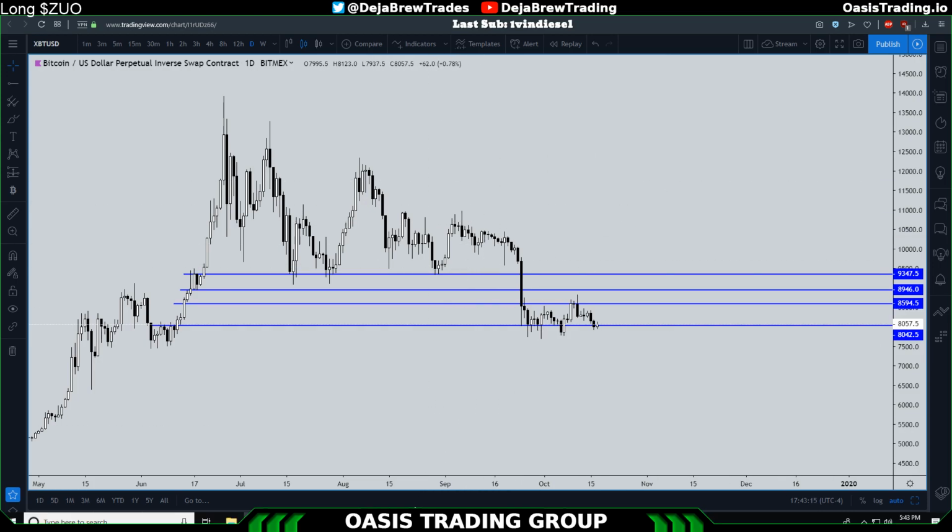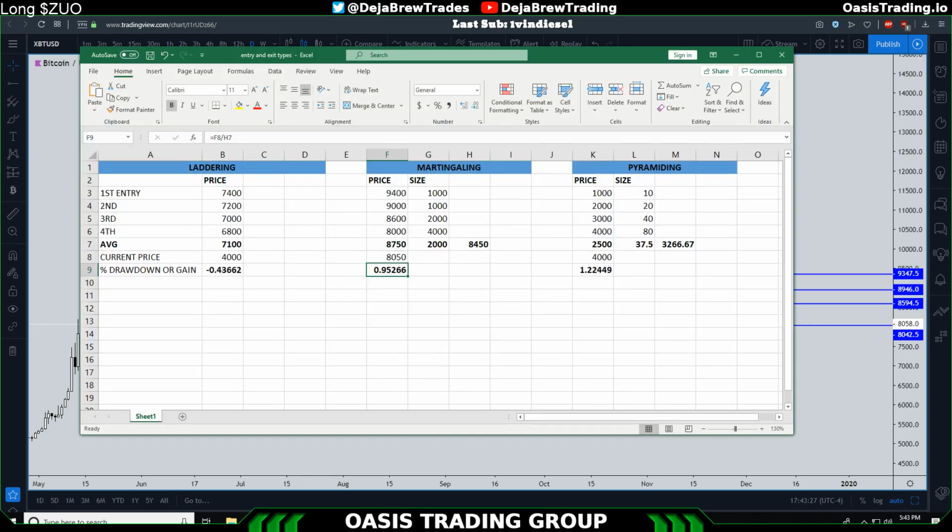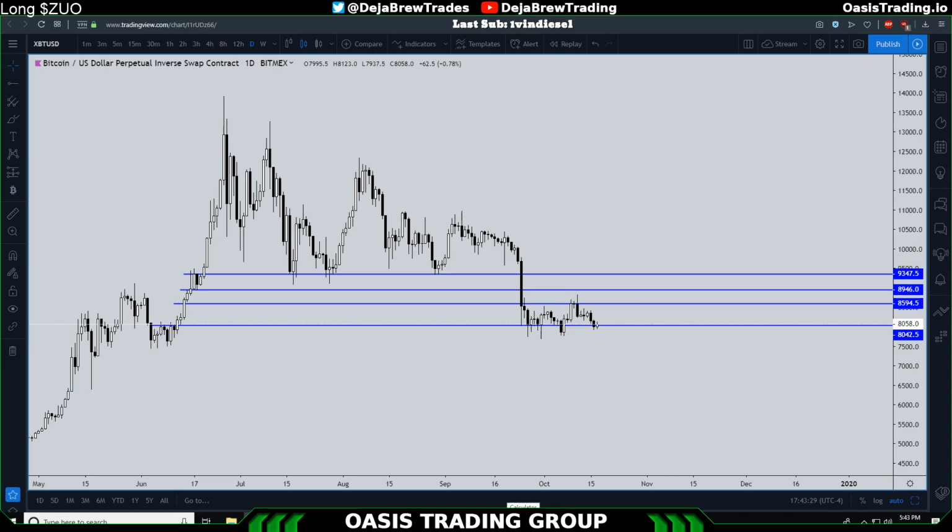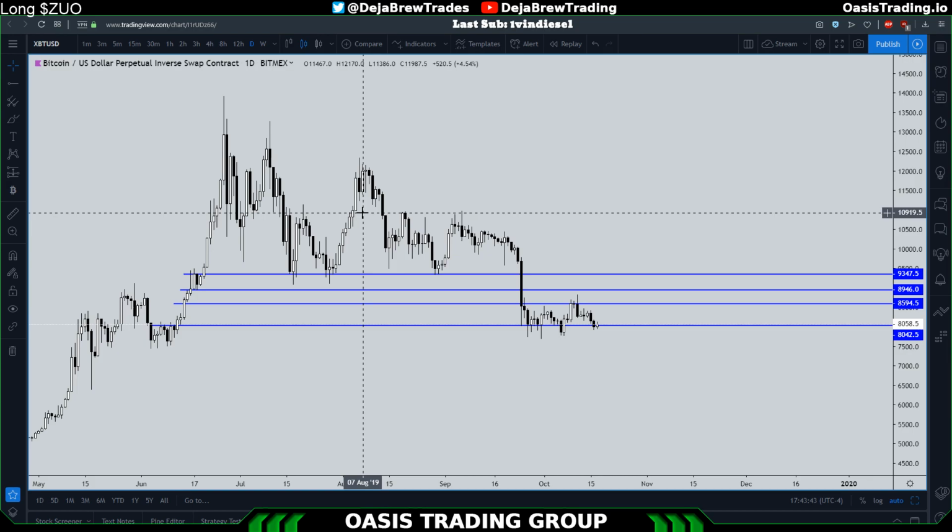And as we can see here, let's just say we kept our normal size on this first order. This first order was at 9,400. So 9,400, where's my Excel here? 9,400, 1,000. We'd only be down $50. But because we're martingaling into our losing trade, now we're down $400. So depending on your account size, that could be massive. So adding on to losing trades, it's a bad move. It's going to have very negative effects on your account for the most part.